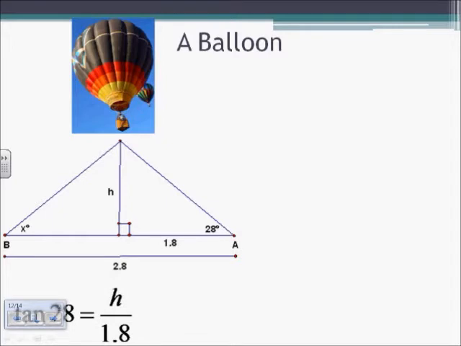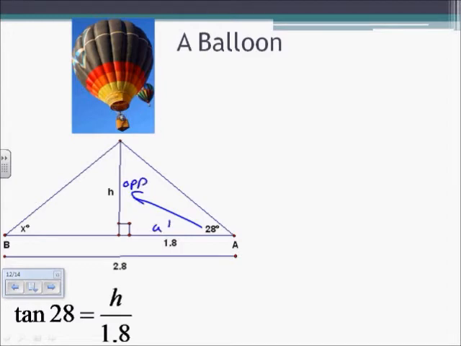Let's start with the height. From A, we know that this is the opposite side, and we have the adjacent as 1.8, so therefore the tangent of 28 is equal to h over 1.8 miles. Solving then, we know that h is equal to 1.8 tangent 28, or approximately 0.957.